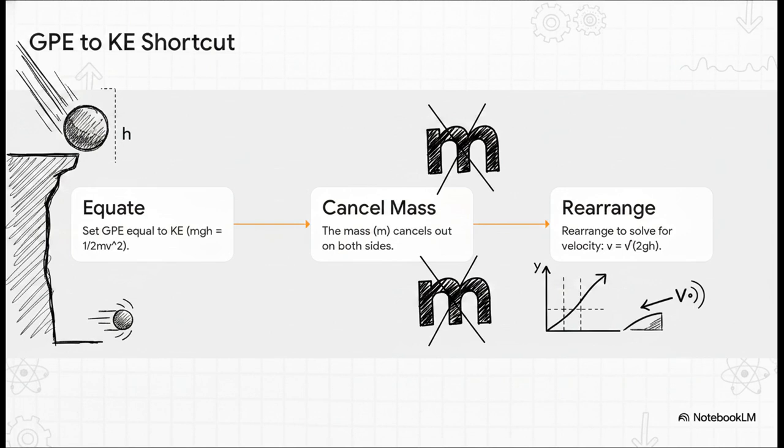Now here is a massive time-saving shortcut for falling objects. Because energy is conserved in a closed system, if an object falls, all of its GPE turns directly into kinetic energy. So we can literally equate the two. mgh equals half mv squared. Notice how the mass m is on both sides. That means it cancels out entirely. You just rearrange it to get v equals the square root of 2gh. The incredibly cool takeaway here is that an object's mass doesn't matter at all when calculating its final speed from a drop. You only need the height.